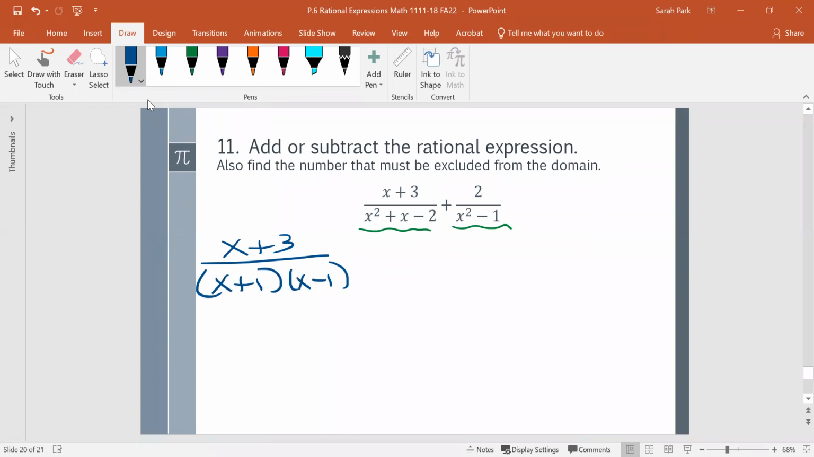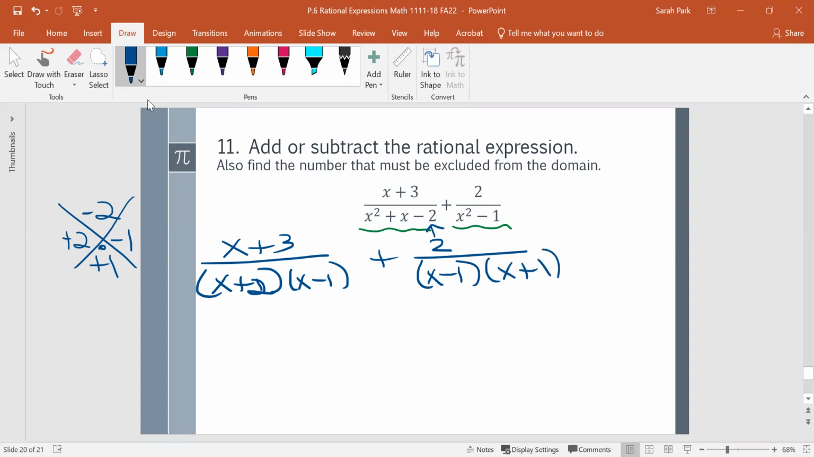Again, if you can't factor right away, do that cross thing and think what multiplies to the last number, negative 2, and what adds to positive 1. And that's going to be negative 1 and positive 2. Should have written positive 2 here. Plus 2 over x squared minus 1, that factors to x minus 1, x plus 1.